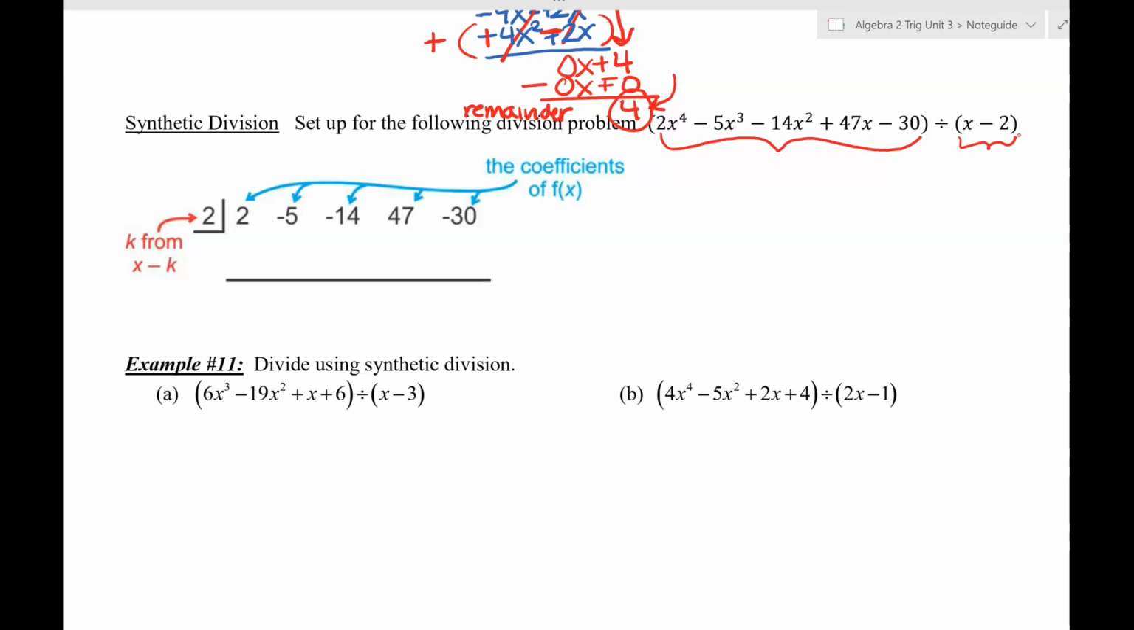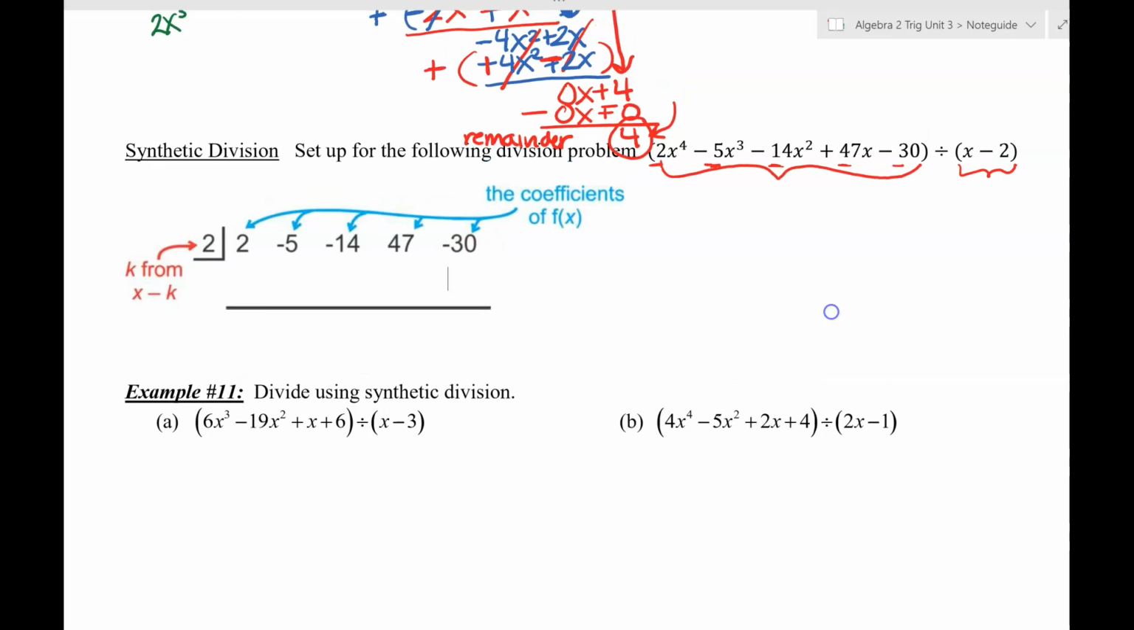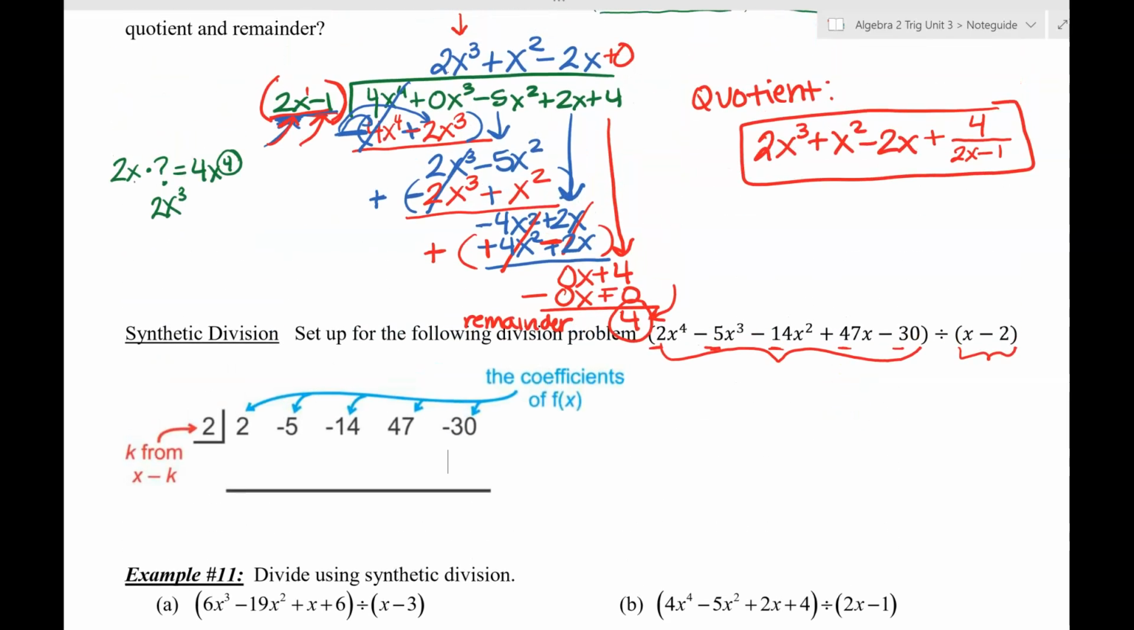And here's how you set up synthetic division. First, you set up all the numbers, the coefficients from this polynomial in a line right here. So 2, -5, -14, 47, -30. Why do we do that? Well, because really what we were doing each time up here is we were trying to match that lead coefficient.